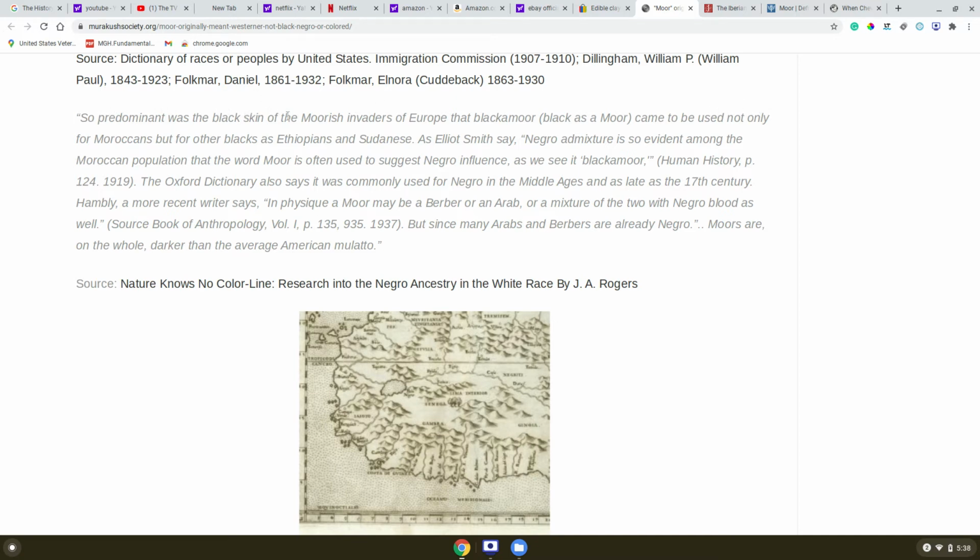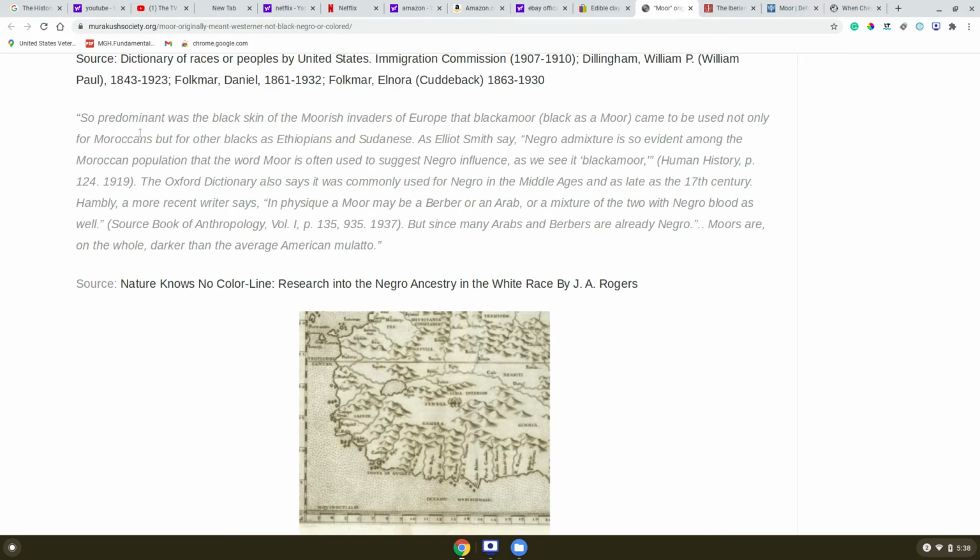So predominant was the black skin of the Moorish invaders of Europe, that blackamoor. And you know, again, think of it like this too. So they're invading Europe, and we've been going over the fact that the people of Europe were black, were dark skin, complexion, melanated people. So they're going on and on about the Moors and how they had black. If the Moors were coming and looked just like them, I don't think they would even make any kind of statement like this. So predominant was the black skin of the Moorish invaders, but you know, of Europe. But you know, like I say, they're black. So why would it be so remarkable, right?